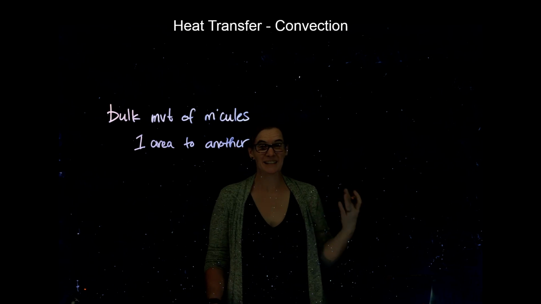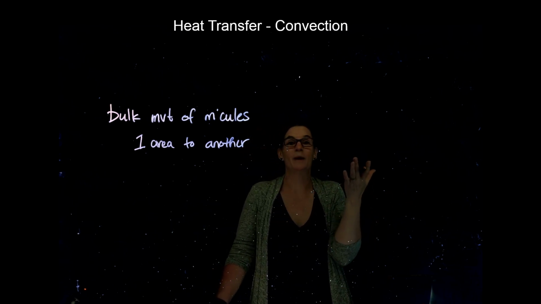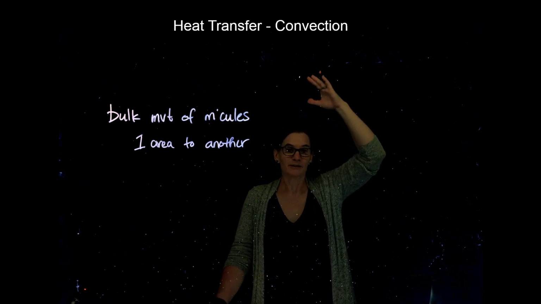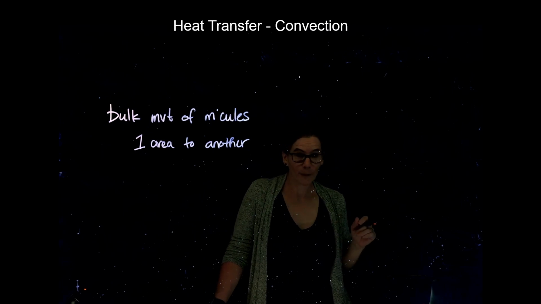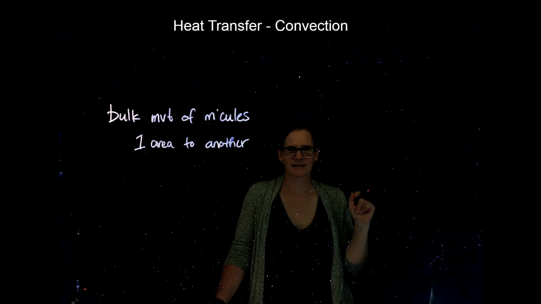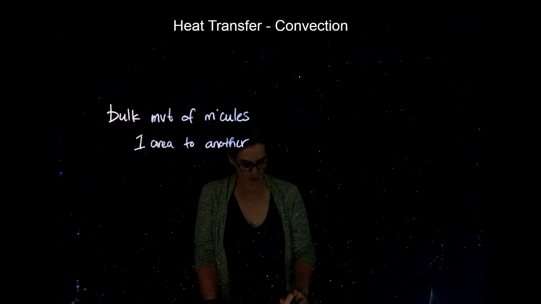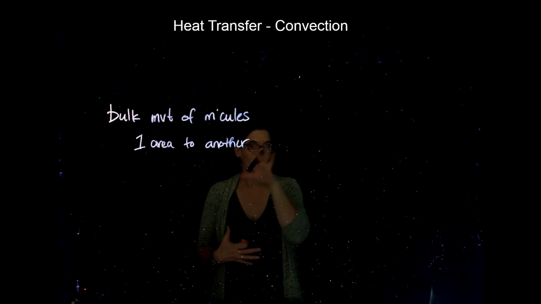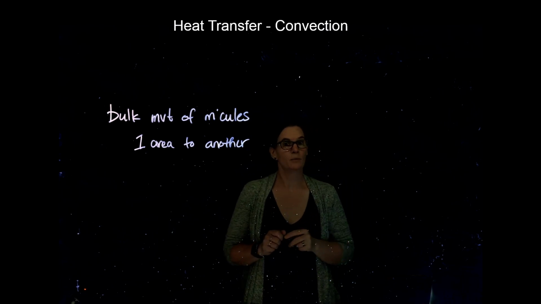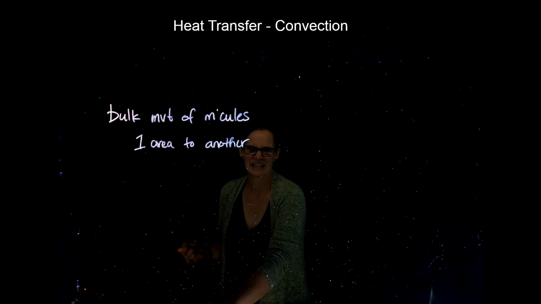And you probably have experience with this. This is the whole idea of hot air rising, okay? So the higher floors in an apartment complex are warmer because that hot air rises. And so that's really what convection is. It's the flow of heat because of the bulk movement of those molecules. So let's just look at an example.